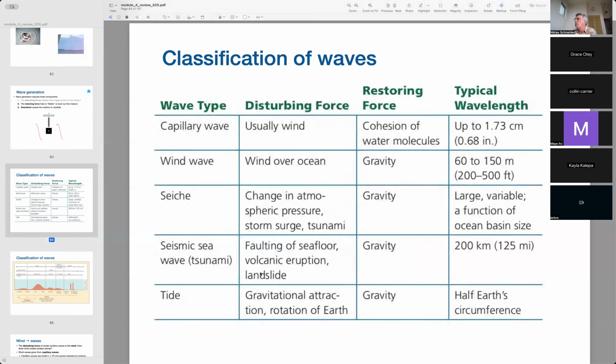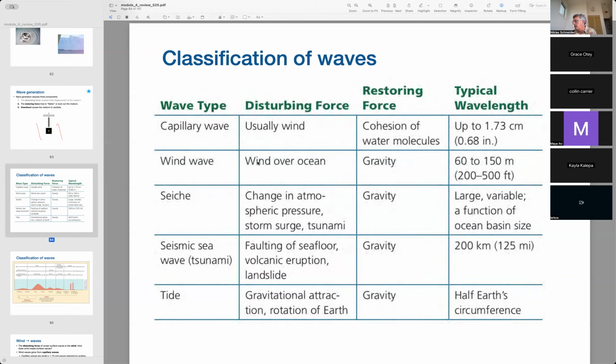Right, and so we have a number of processes, a number of waves that we consider. Capillary waves, where the disturbing force is usually wind and the restoring force is the cohesion of water molecules that causes surface tension, make very short waves, just in the centimeter range. Then there are wind waves, seiches, and tsunamis. They are distinguished both by their wavelengths and the way they are generated.